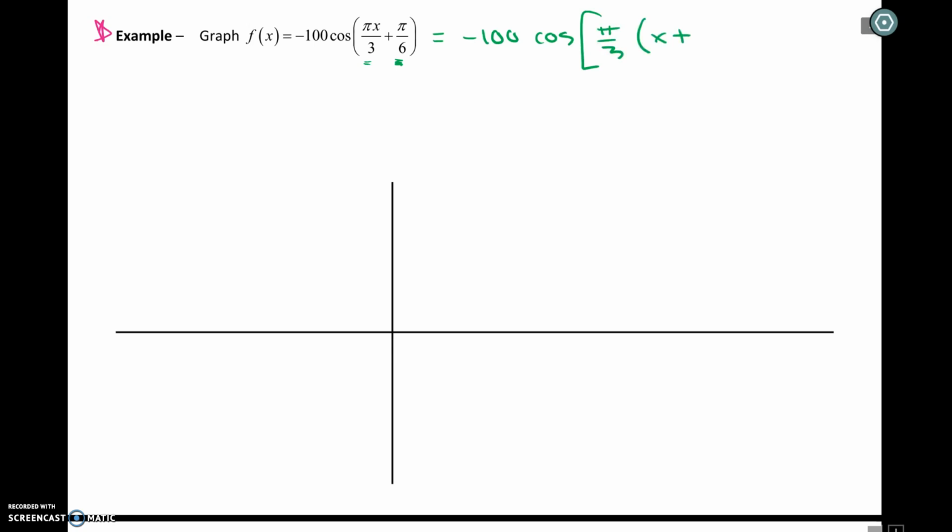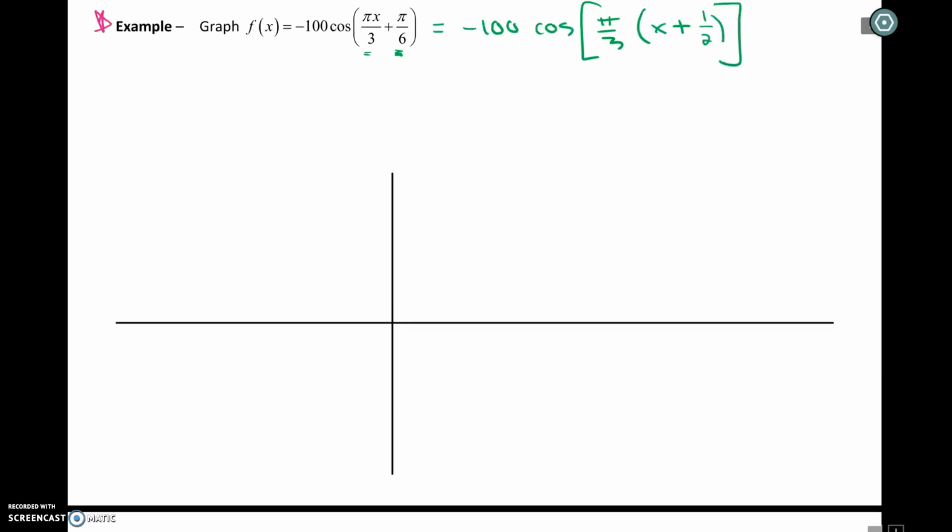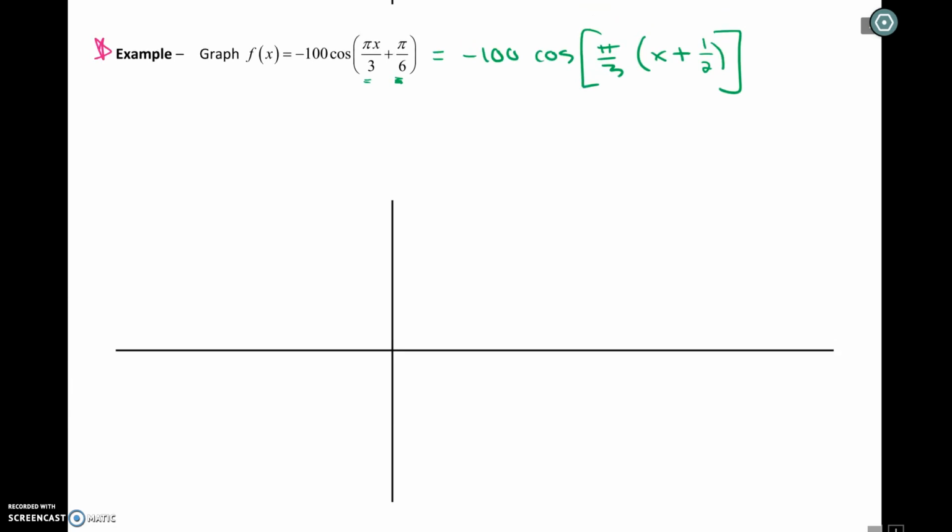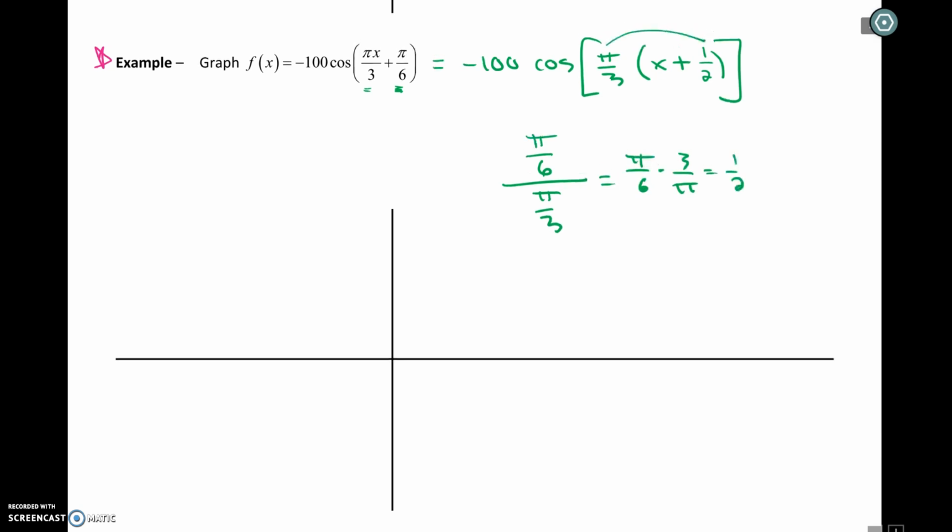Okay, so this is going to be a little tricky here. I guess if you can see it, basically if I take a pi thirds out of pi 6, it leaves me with a 1/2. What you're really doing is you're taking that pi 6 and you're dividing by pi thirds. And if you take pi 6 times 3 over pi, you get 1/2. Double check it. If I multiply this, do I get pi 6? Yes, I do. So I'm right. Okay. So you got to factor out that inside.